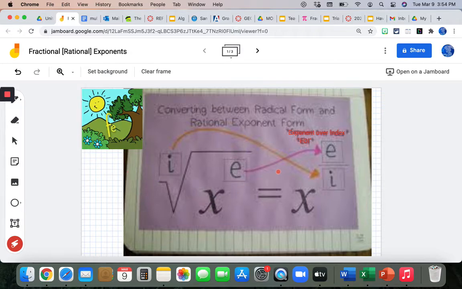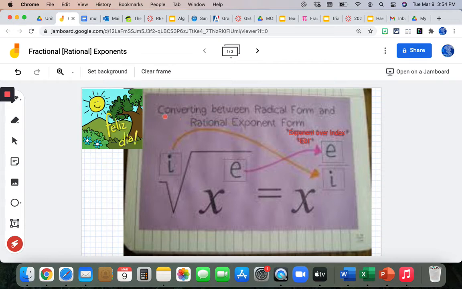So when we have this, the E stands for exponent. It will go on the top. And the I stands for the word index. That's a number out here. And when there's no number, it's a 2, assume, when we have a square root. The index number will be the denominator of these fractions.